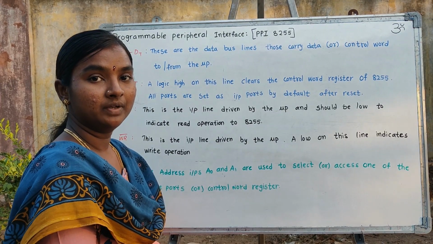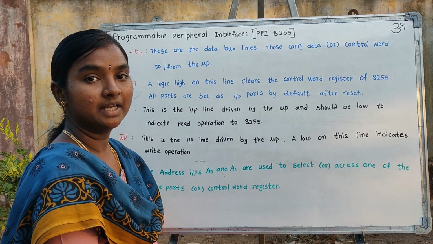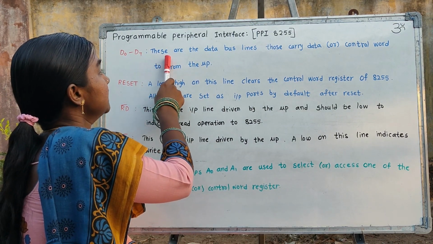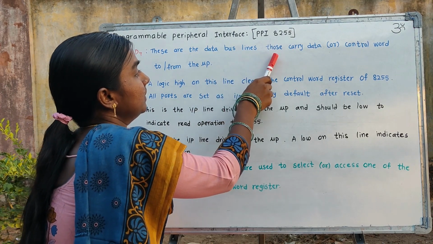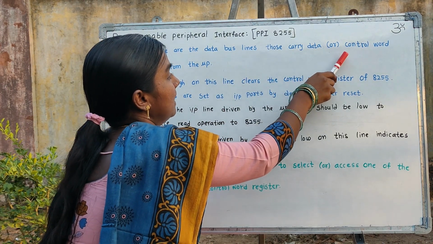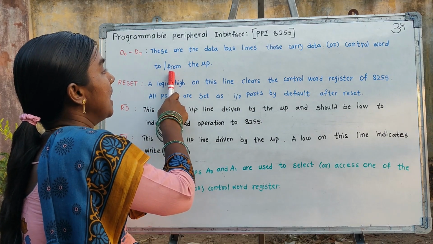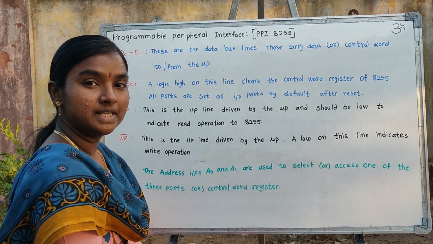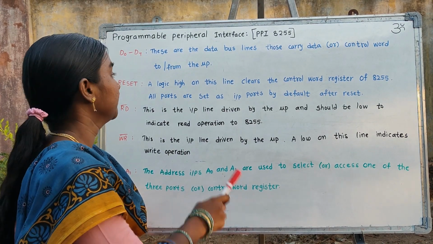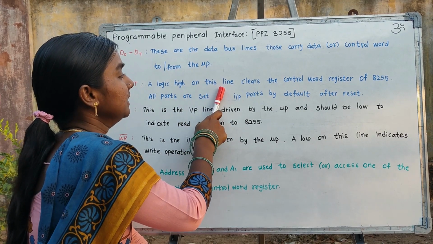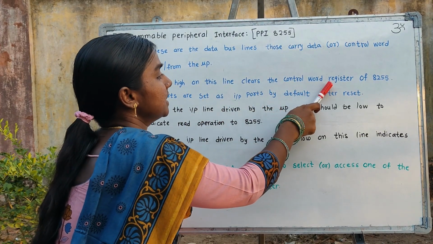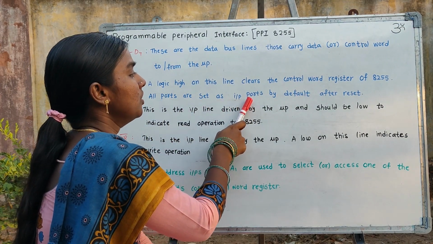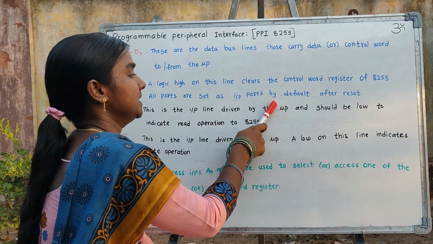As shown in the pin configuration, it also consists of data bus lines D0 to D7. These are the data bus lines. They can carry data or control words to or from the microprocessor. It also consists of a reset pin. A logic high on this line clears the control word register of 8255. All ports are set as input ports by default after reset.